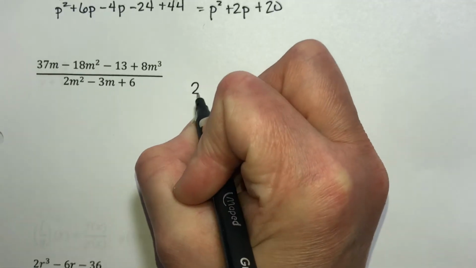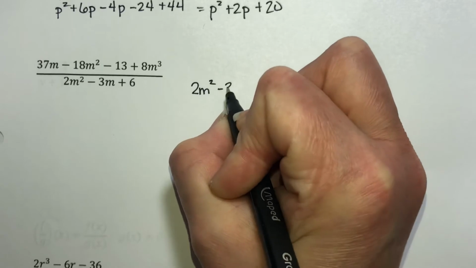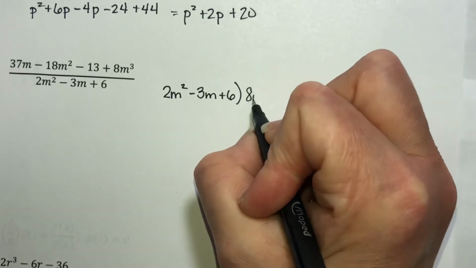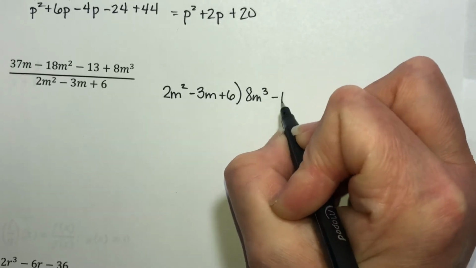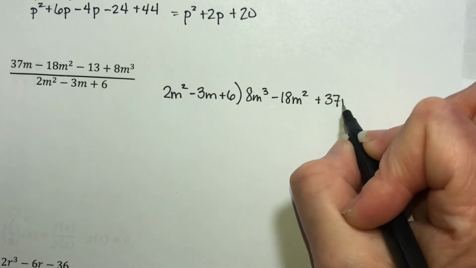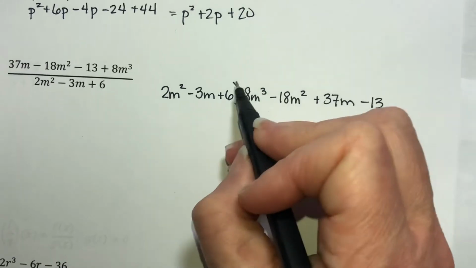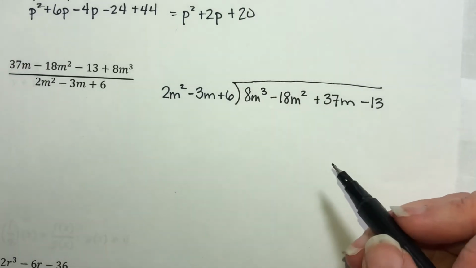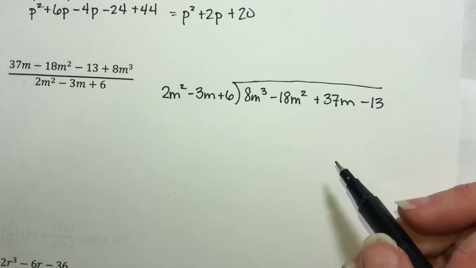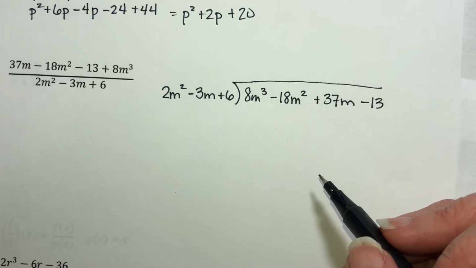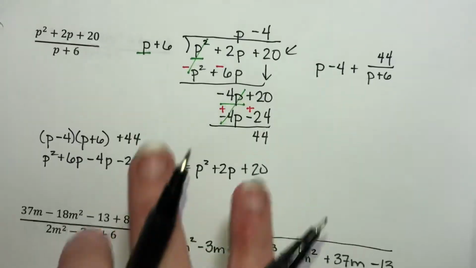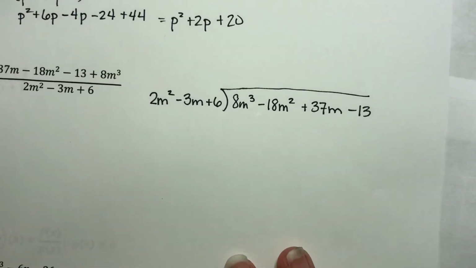So when I set this up, 2m squared minus 3m plus 6 divided into 8m cubed minus 18m squared plus 37m minus 13. And again, when you have a recopying step, you always want to take the extra seconds to make sure you haven't made a stupid mistake, particularly when something should be as easy as rearranging things. Okay, I think I'm good. Now, I have larger polynomials than I did up here. The process is going to be exactly the same.